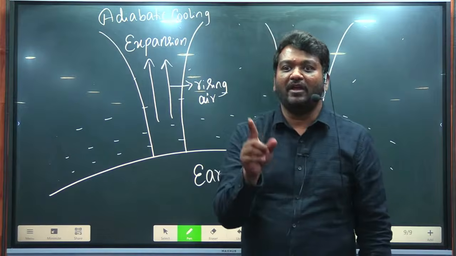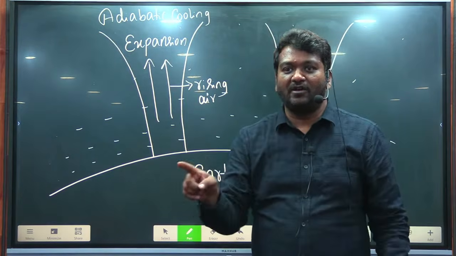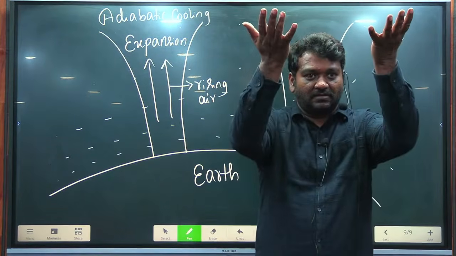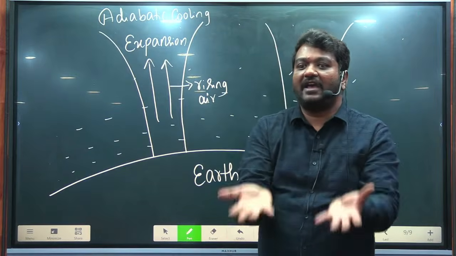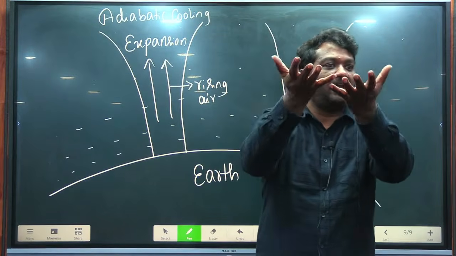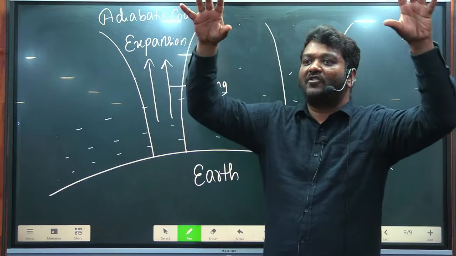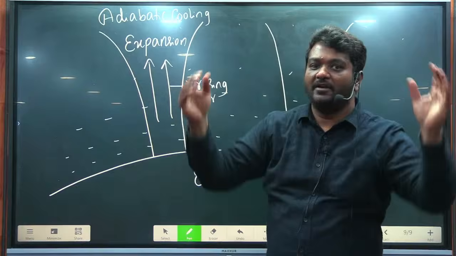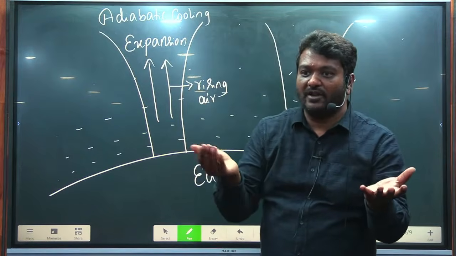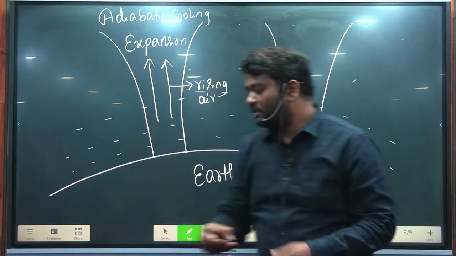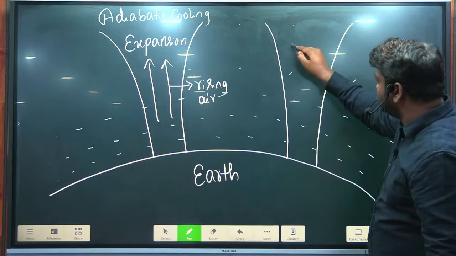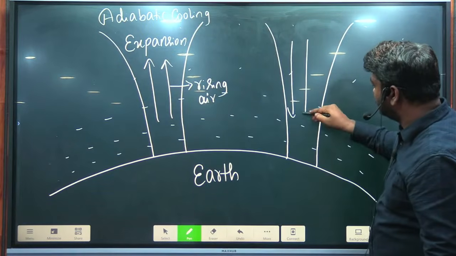So you tell me, for clouds to give rainfall, should air rise? Yes. As air rises, what is going to happen? Expansion. As expansion occurs, clouds will be formed. If clouds are formed, what is going to happen? Rainfall will be more.